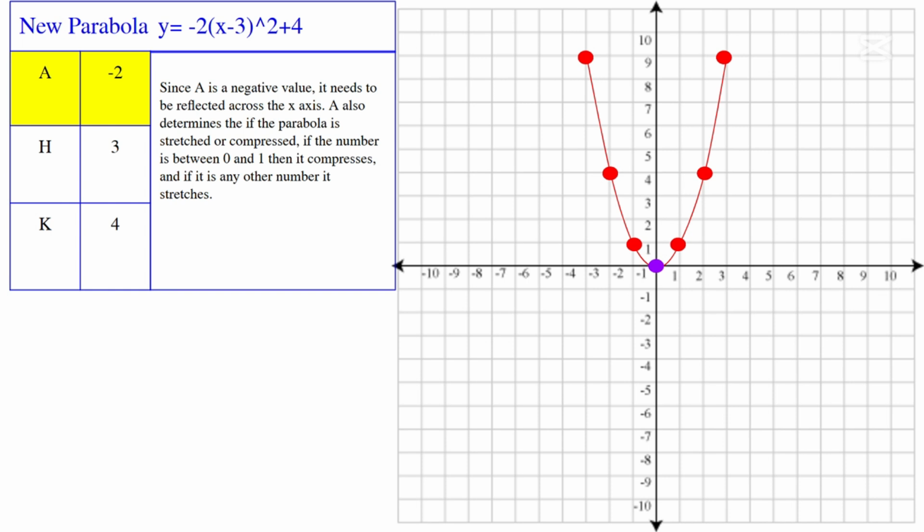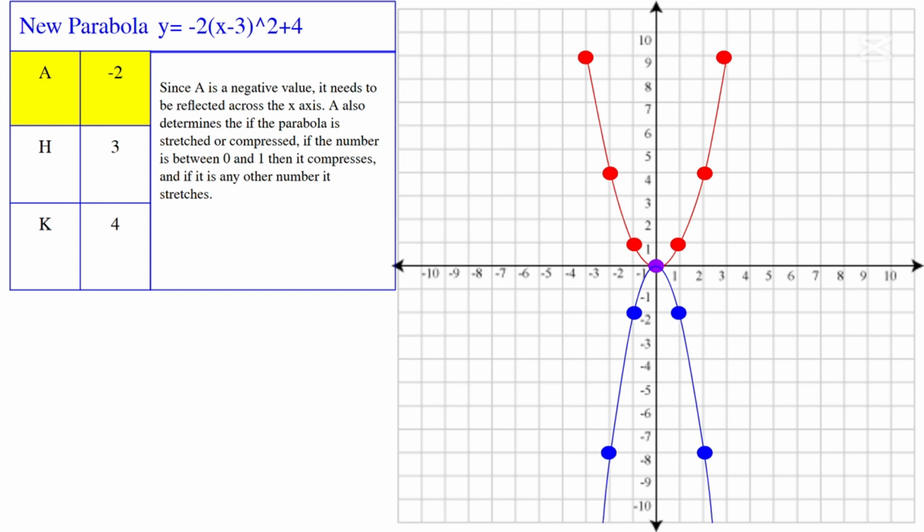So the first thing we'll be doing to get our new parabola is finding the a value, and the a value can be found in the equation as the first number that comes up. It could be negative, positive, any number. So since our a value in this equation is negative, we will be flipping our parent parabola across the x-axis, reflecting it.